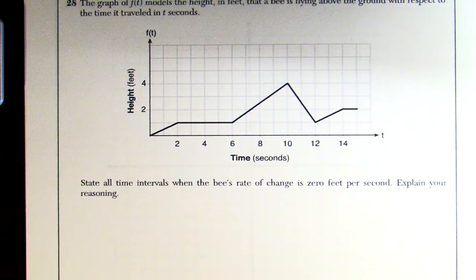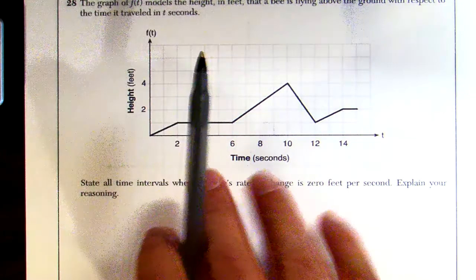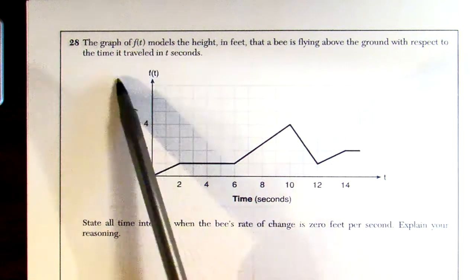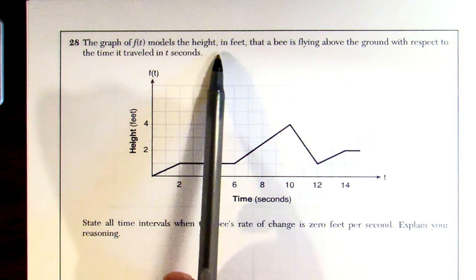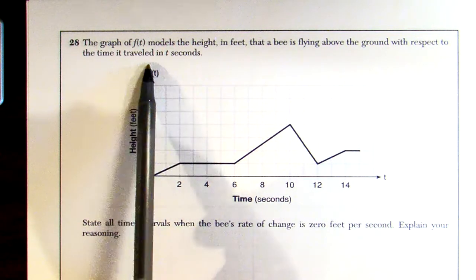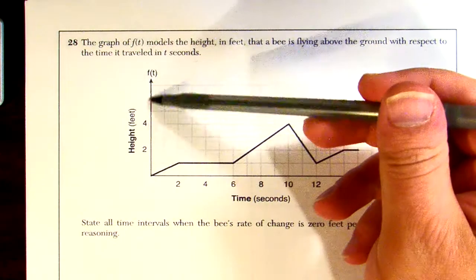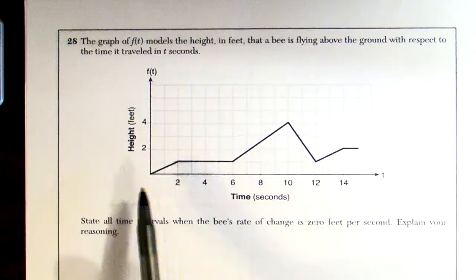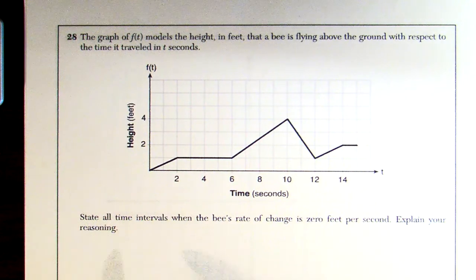Number 28 says state all time intervals. Let's read the question first. 28. The graph of f(t) models the height in feet that a bee is flying above the ground with respect to the time it traveled in t seconds. So the height is the y-axis here, and the time is the x-axis. It says state all time intervals when the bee's rate of change is 0 feet per second.